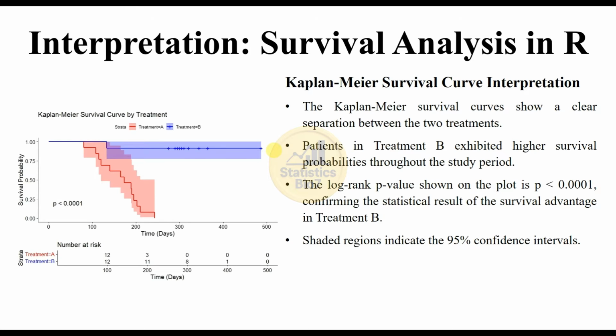So, the plot for the Kaplan-Meier survival curve interpretation. The Kaplan-Meier survival curves show a clear separation between the two treatments, A and B. The patients in treatment B exhibited higher survival probabilities throughout the study period. The log-rank p-value shown on the plot is p less than 0.0001, confirming the statistical result of the survival advantage in treatment B. The shaded regions indicate the 95% confidence interval.